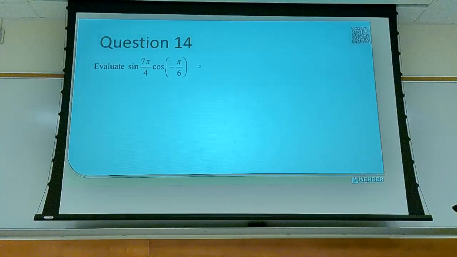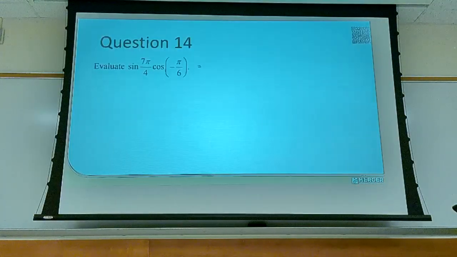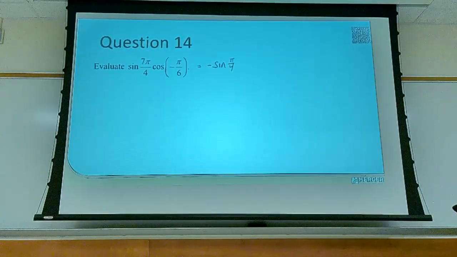Sine of 7 pi over 4. Reference angle of 7 pi over 4 is pi over 4. Now, what quadrant does 7 pi over 4 fall in? Well, it's just short of 2 pi. 7 pi over 4 is quadrant 4. Is sine positive or negative in quadrant 4? Negative. Sine of 7 pi over 4 would be negative sine of pi over 4.